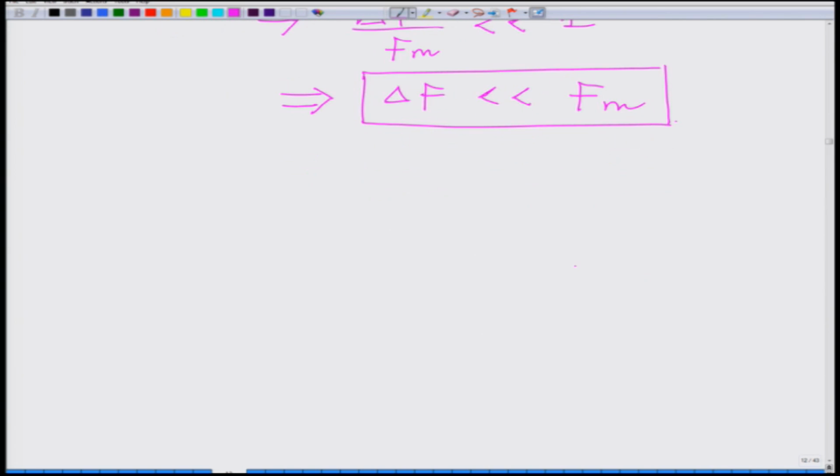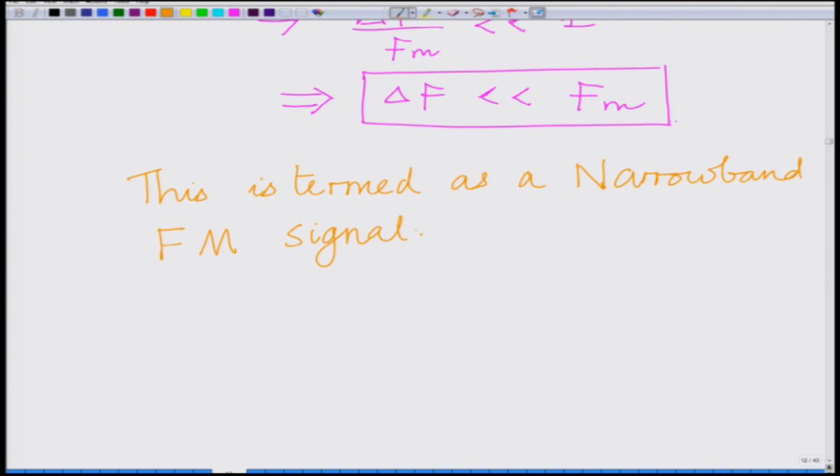Now, this is termed as a narrowband FM signal, that is a signal for which beta is significantly less than 1, that is, beta is very small. This can be considered a narrowband FM signal for the reason that the bandwidth occupied by this signal is going to be very small, as we are going to see when we discuss the bandwidth of an FM signal. When the modulation index beta is very small, the bandwidth occupied by the FM signal is indeed very small. So, we call such an FM signal a narrowband FM signal.